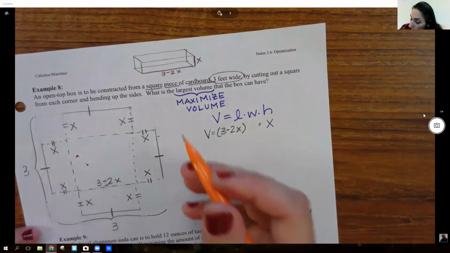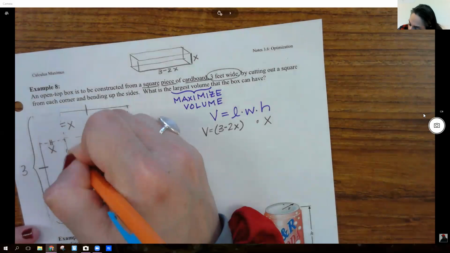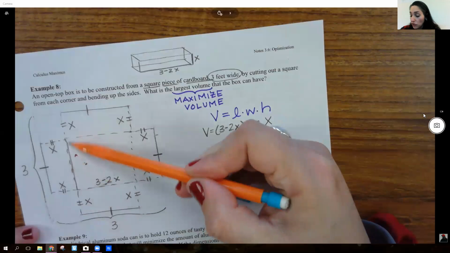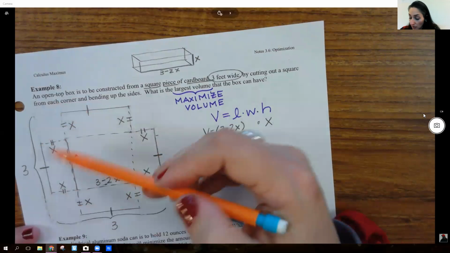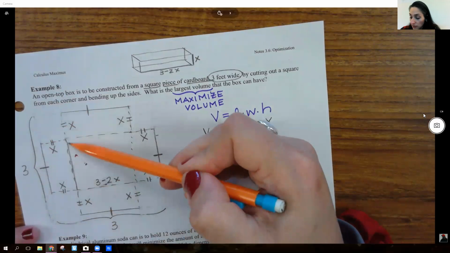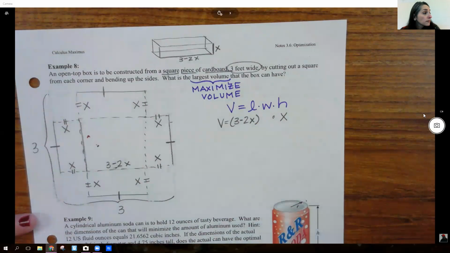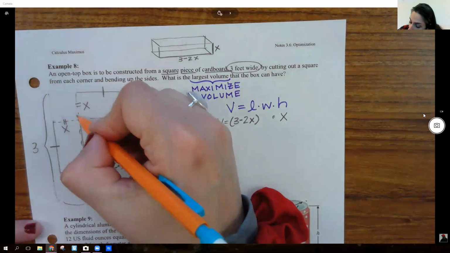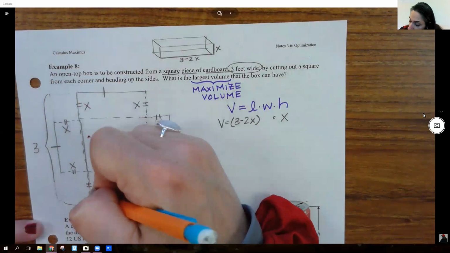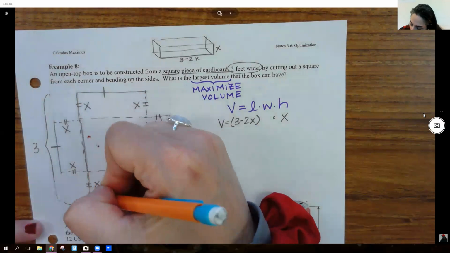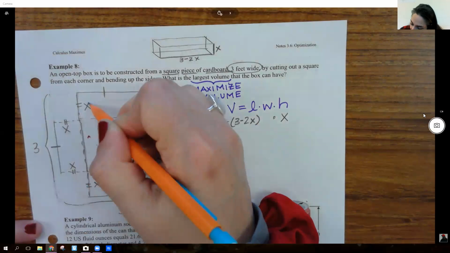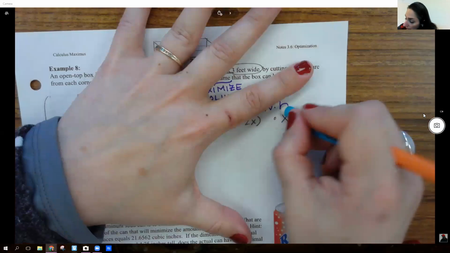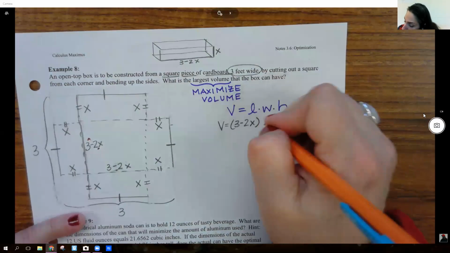So what will be this dimension right here? Because this also is not going to be 3 because we cut some of it out. So what will this be? Same thing, right? Because you're taking this x and this x away from the total. The total here is 3, so minus x, 3 minus 2x. Okay, all right, so that ends up being your width.